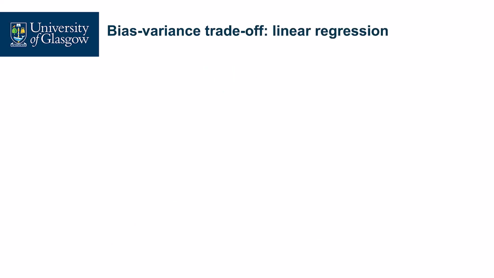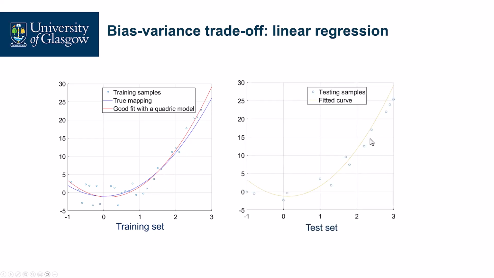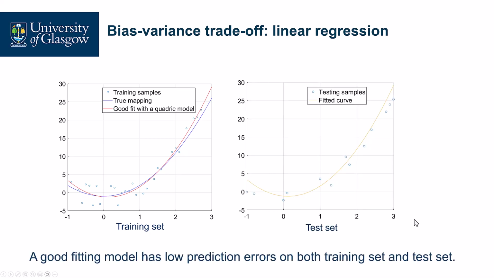We want neither underfitting nor overfitting. What we want is a good balance between bias and variance. So for example, still for this data, I use not linear, not cubic, but a quadratic. This looks much better. Considering the training set and the test set, we can see a good fitting model has no prediction errors on the training set and test set. So in this case, we can think, okay, this is a good model, right?